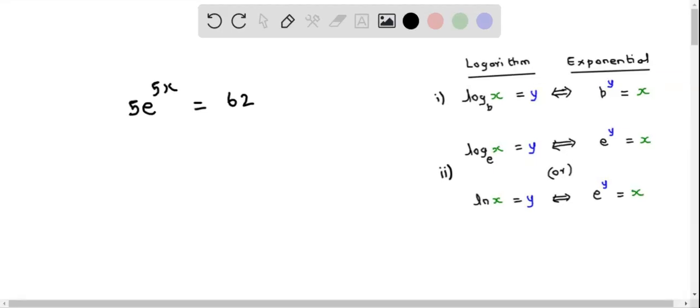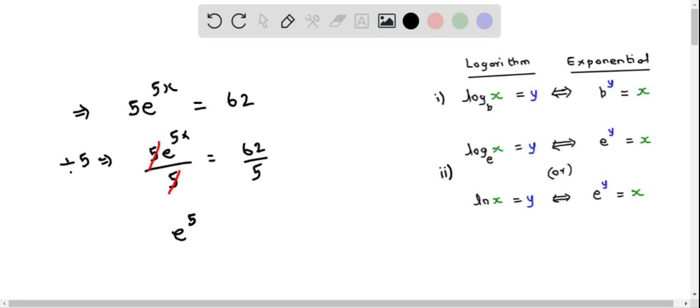equation. That is, we have 5e power 5x, and this equals 62. So first, I'm going to divide both sides by 5. When I do that, I get 5e power 5x divided by 5, and this equals 62 over 5. So we cancel these two fives, and on the left side, we get e raised to the power of 5x, and this equals 62 over 5.